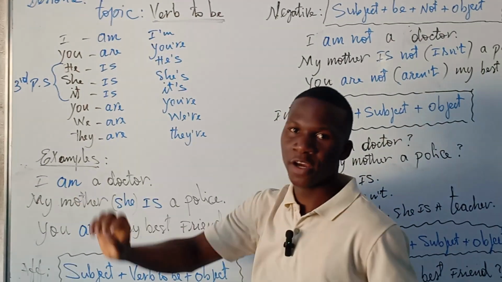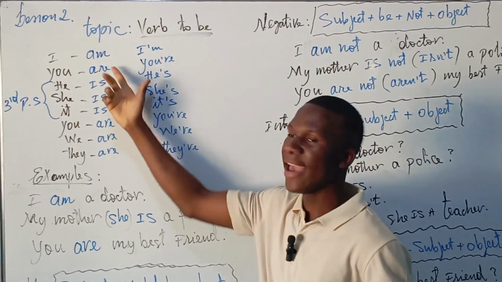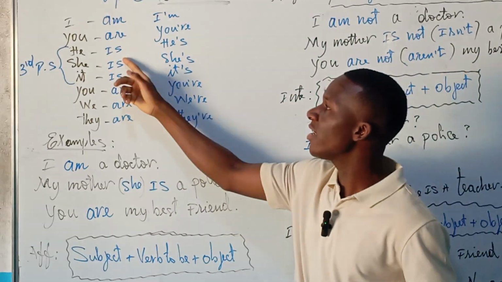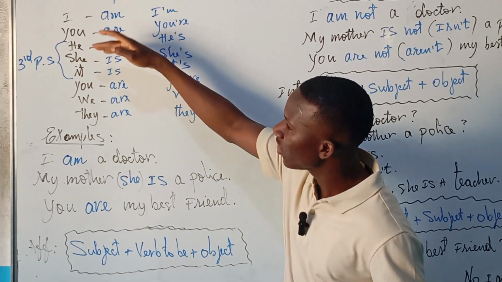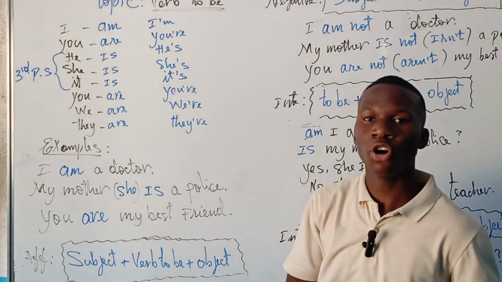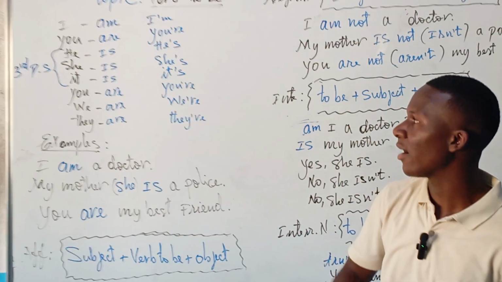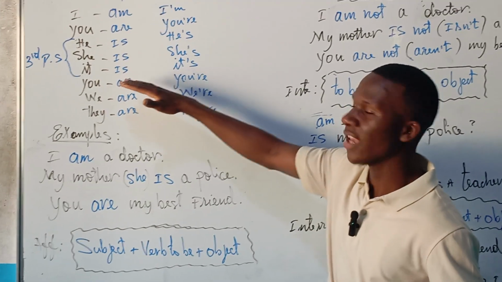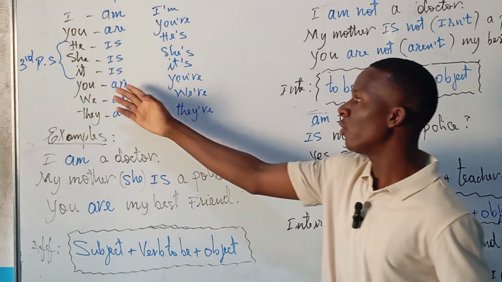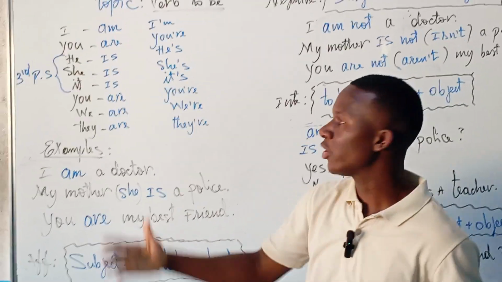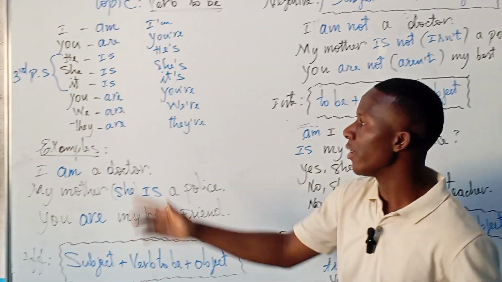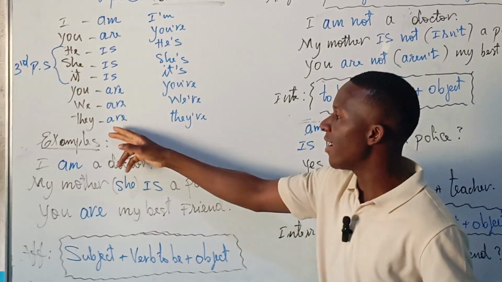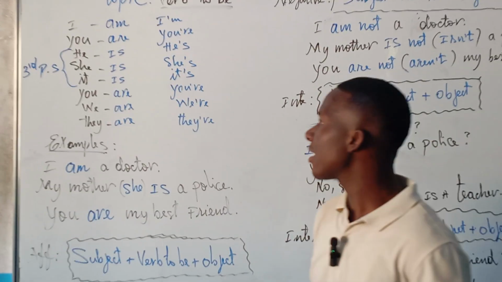Now, let us see how to conjugate the verb to be. Here on the first person singular, we say am. Here we say are. And here on he, she, and it, which are called the third person singular, we use is. He is, she is, and it is. You, even in the plural, will be conjugated in the same way, are. And here would be we are, they are. So I hope you understand, guys.